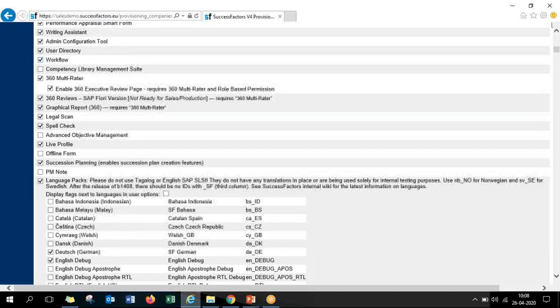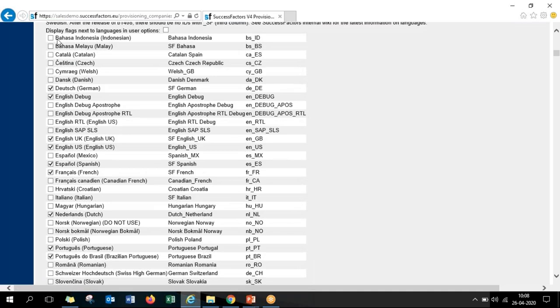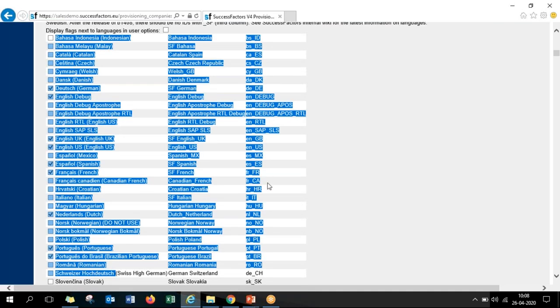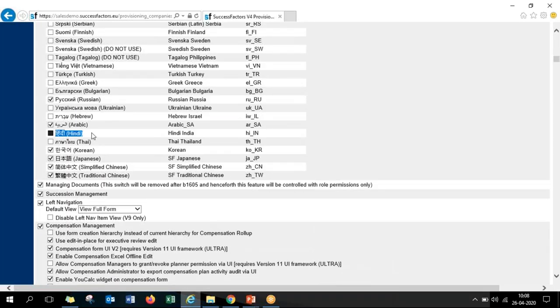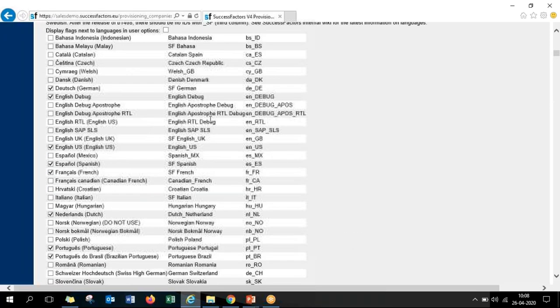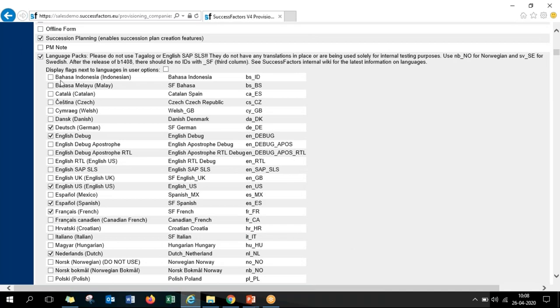And here you have a section for language packs. All the 40 major languages that SF supports today are listed here. In English, you can see both the UK version and the US version are supported. Then Mexican Spanish, Canadian French, Italian, Hungarian. And here you have even Hindi for India, Arabic for the Middle East, Thai, Korean, Japanese, like this. 40 prominent languages. Only the languages your customer would like to implement will be selected here, because every customer doesn't require every language. Wherever their working locations are, only the languages related to that geography are required.